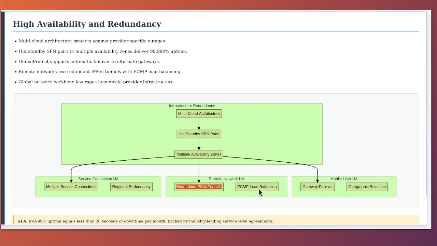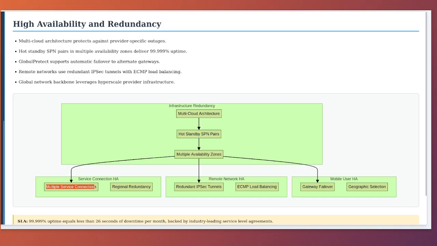Remote networks can be configured with redundant IPsec tunnels to different Prisma Access locations. Active/active or active/standby configurations provide continuous connectivity even if one tunnel fails. ECMP routing enables load balancing across multiple links for both performance and redundancy. Service connections similarly support redundant tunnel configurations.